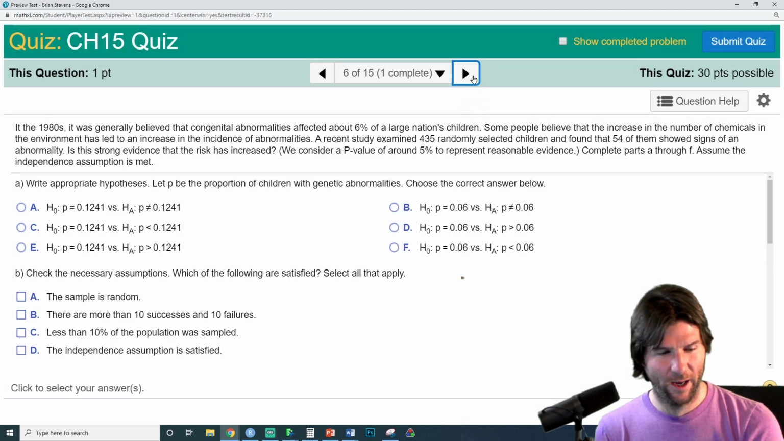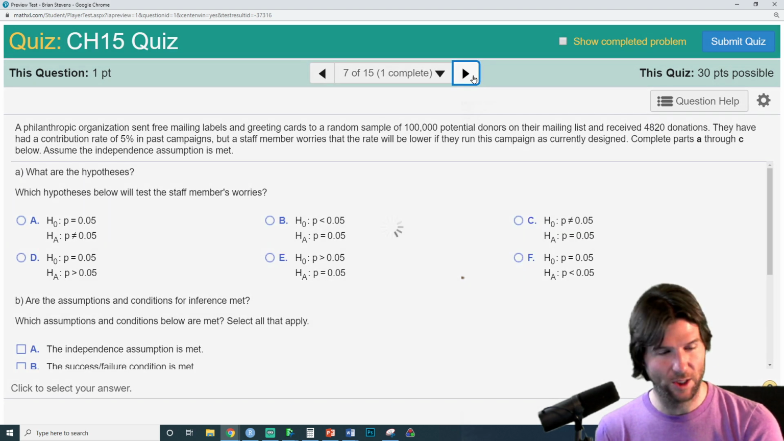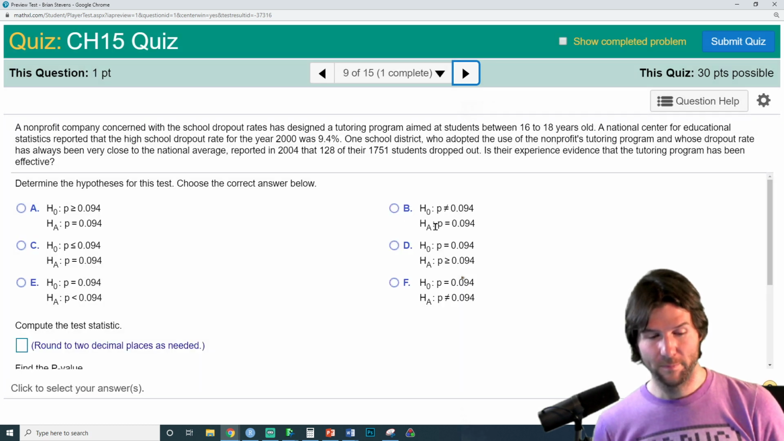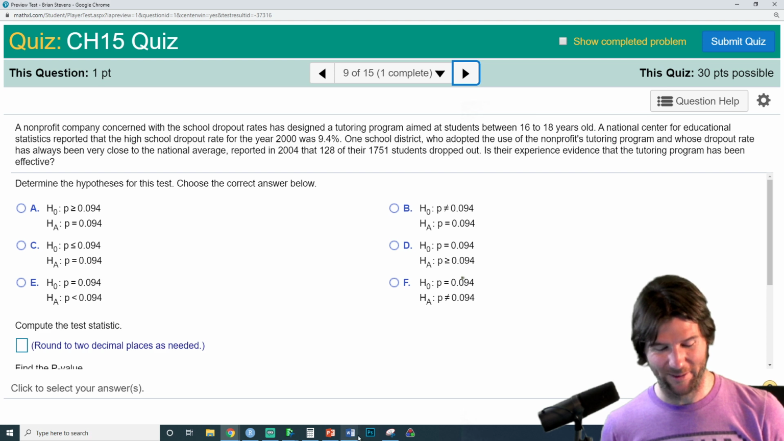Oh, it's not a nonprofit. Oop. Question 9 or so. You guys are so good. Hey, we found it. Okay. There's so much stuff on dropout rates and everything.